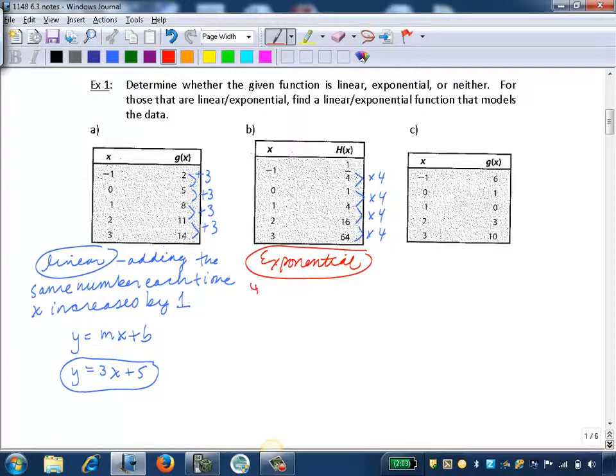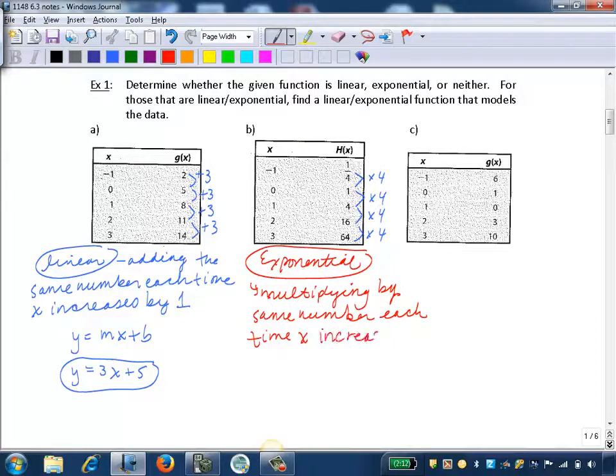And that's because we're multiplying by the same number each time x increases by 1.